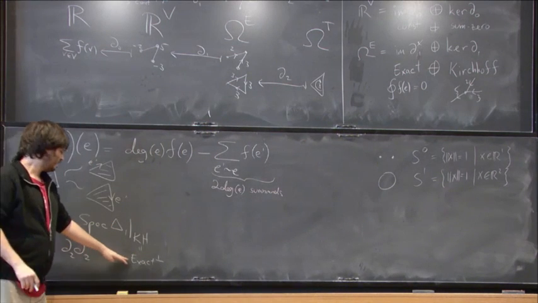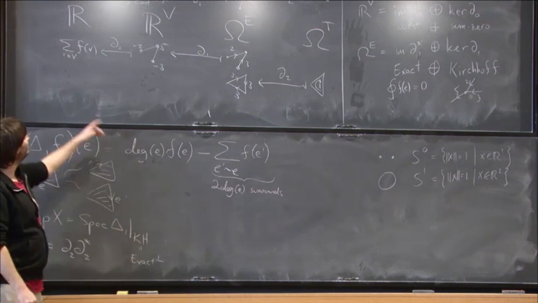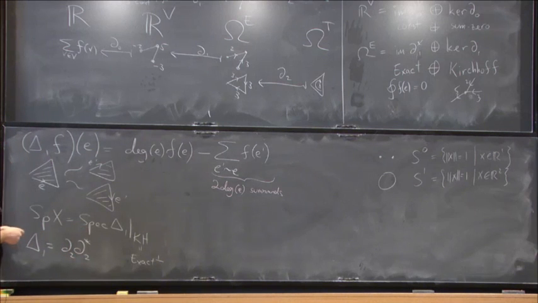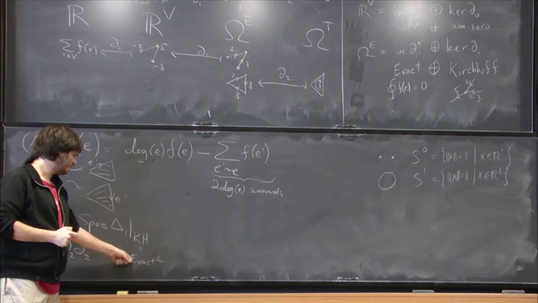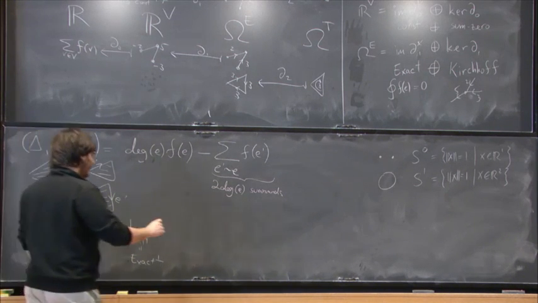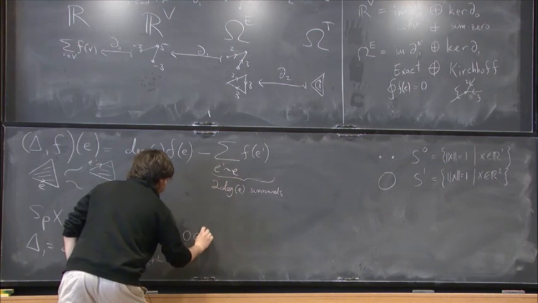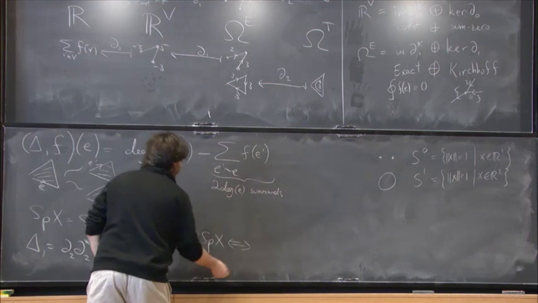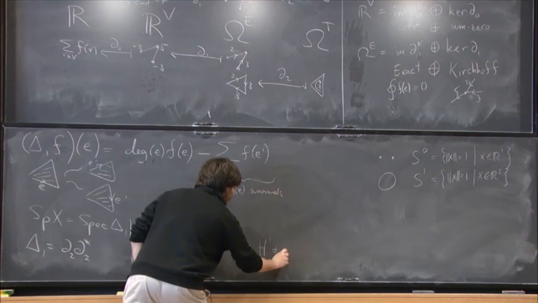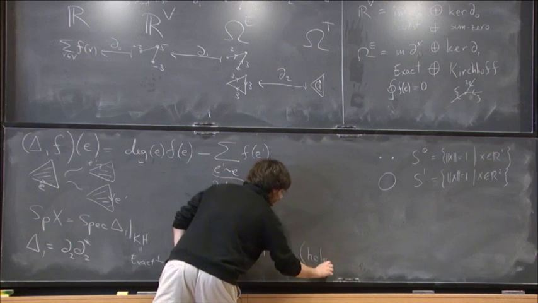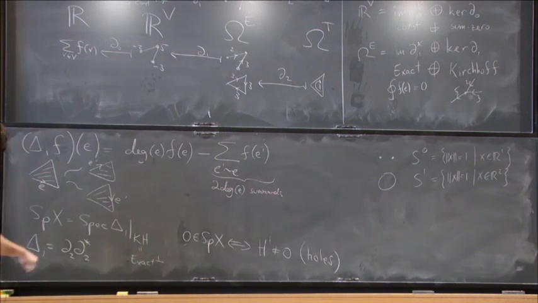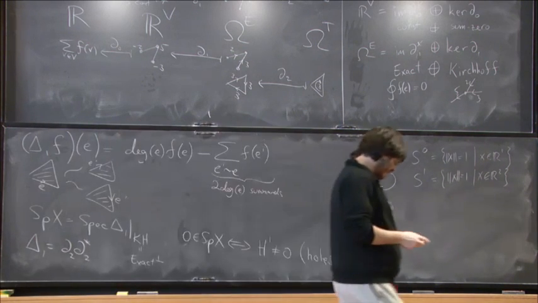So this is the trivial part of the spectrum. Like in the graph Laplacian, everything which comes from constant functions is the trivial zero of the Laplacian. So the spectrum on the exact is 0, and it's not interesting, but the Kirchhoff is interesting. And we said that 0 is in the spectrum, in the non-trivial spectrum, if and only if the homology is non-trivial. So there are holes. Okay, so that's a reminder.